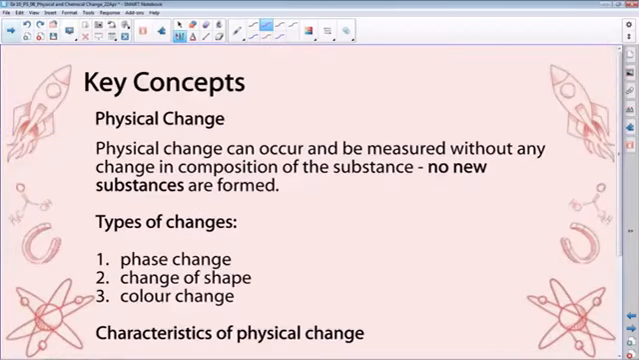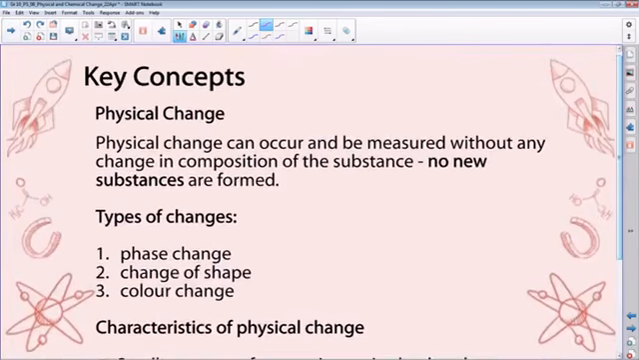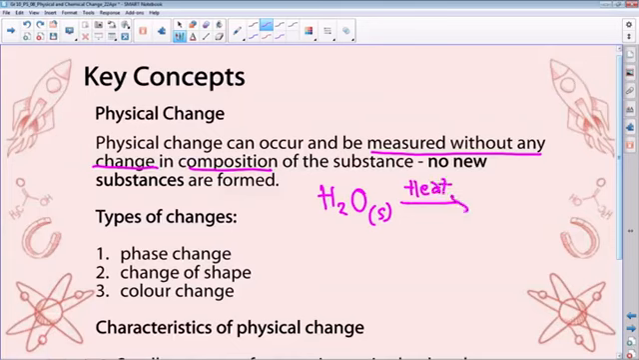Right. Now, let's look at the nuts and bolts of a physical change, which can occur and be measured without any change in composition. Let's say, for example, you've got ice. Ice, as you know, is water in solid state. If you heat it, what happens? It's still the same substance.